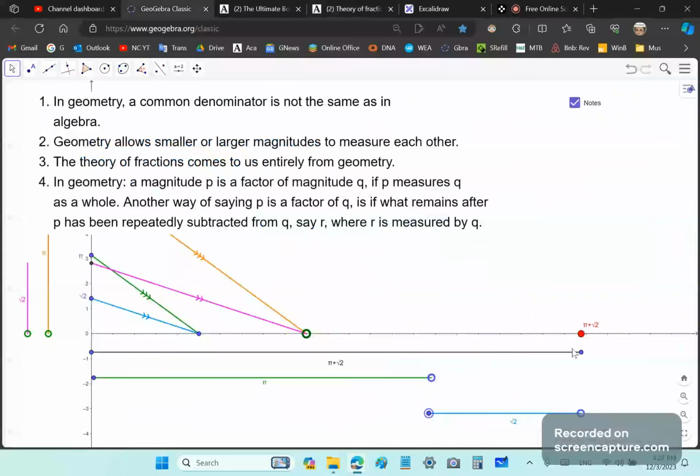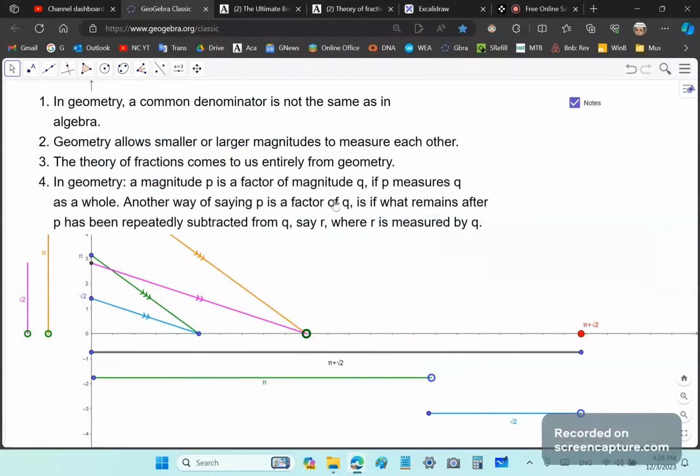Let's say this whole thing here, not from q, by the way, has been repeatedly subtracted from the black line. So this is actually wrong. It's subtracted from the black line. Say r, and let's say r is the remainder. Then if r is measured by q, then of course the line segments are both factors of this line segment. So I messed that up a little bit.